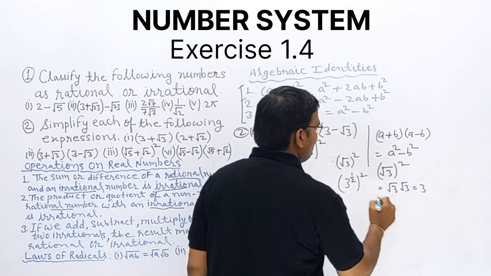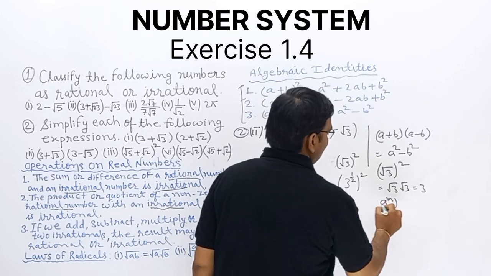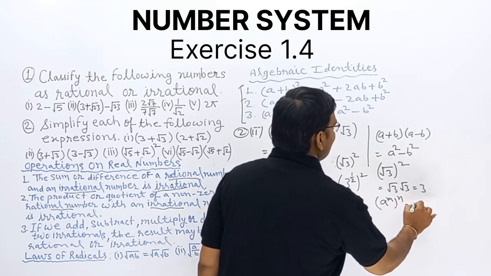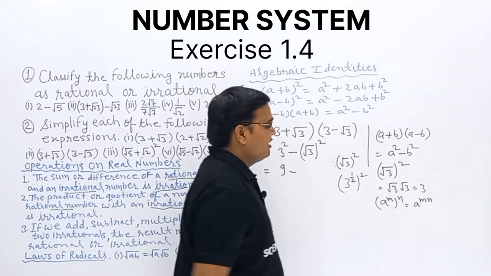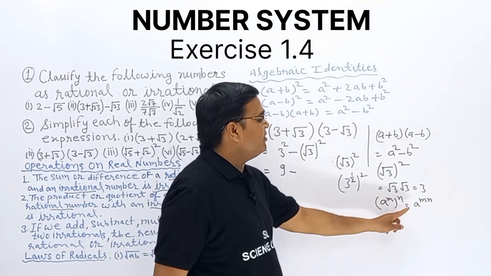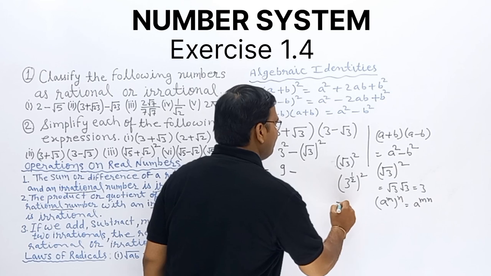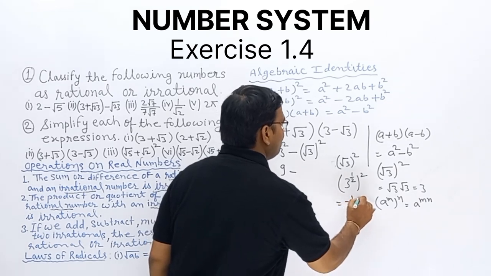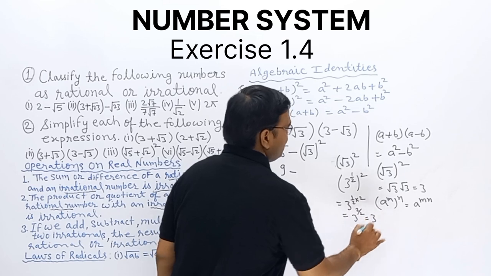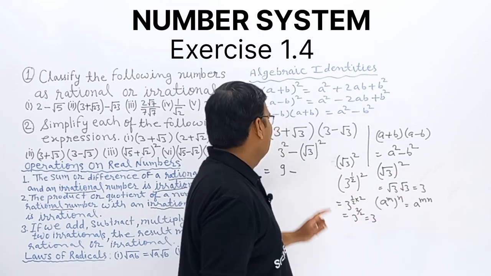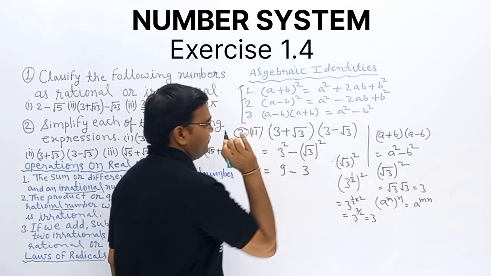Now for the operation (a power m) whole power n, this is equal to a power mn, a law of exponents we discussed already. So what are we getting? 3 power (1 by 2 into 2), the result is 3 power 2 upon 2, and this is equal to 3. So we can say the result is 3.